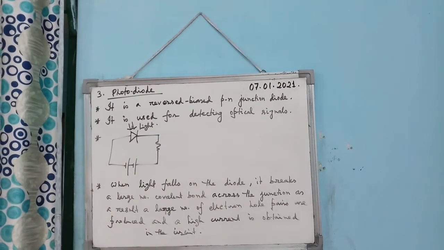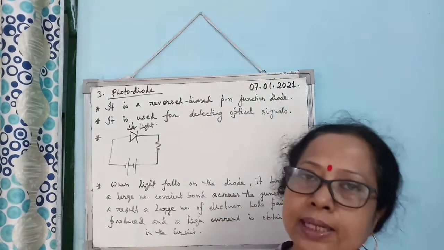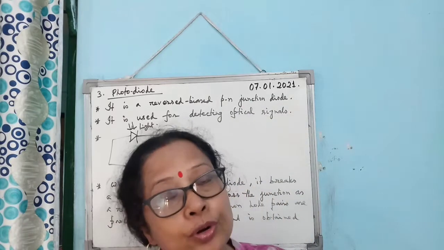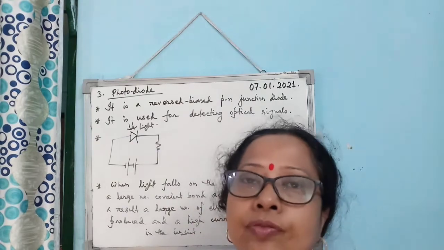The next type of diode we use is known as the photodiode. Photodiode and light emitting diode are just reversed. In a light emitting diode you have seen that it is a forward bias junction diode. Now the photodiode is a reverse bias special kind of diode.